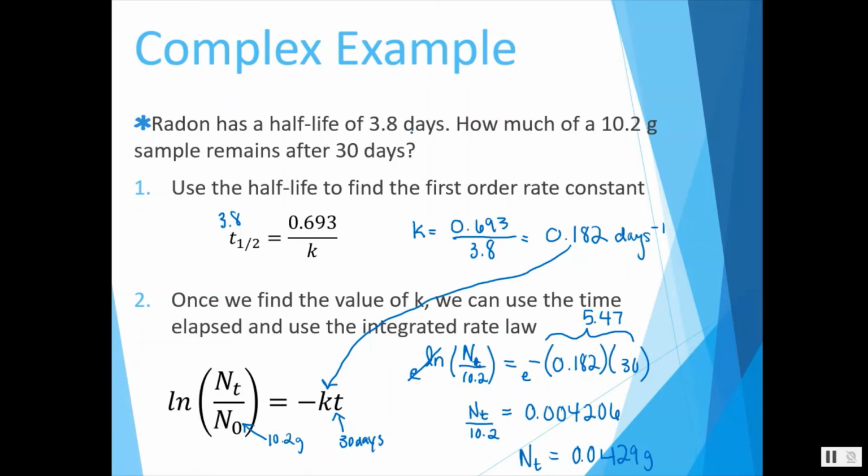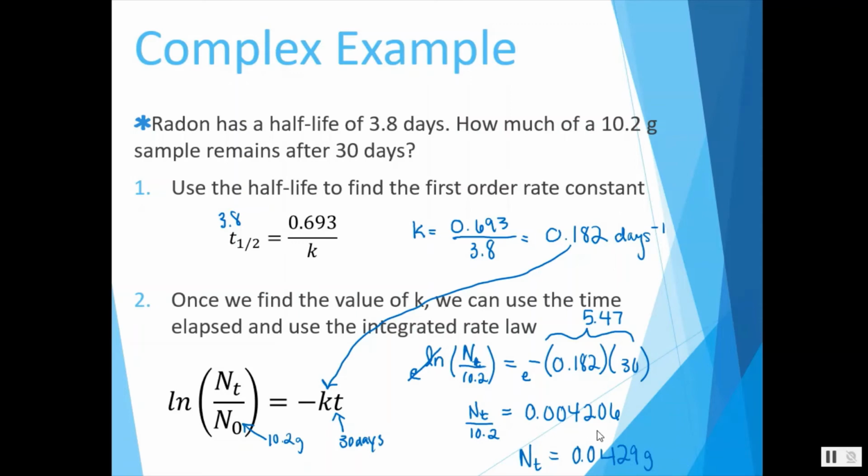And then it's always a good idea to make sure that this makes sense. So if it's 3.8 days for the half-life and we've waited 30 days, we would expect it to undergo approximately 8 half-lives, 7.9 half-lives. So if we start at 10.2 and then we divide it by 8 times 2, which would be 16, we get 0.6375.